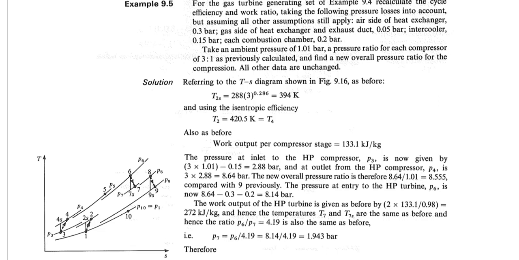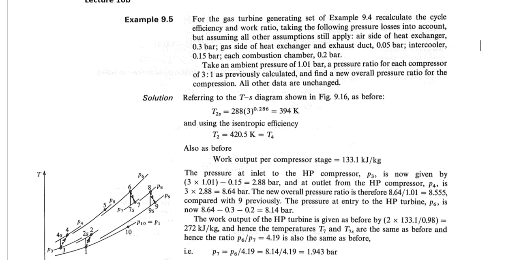So let's start solving the example now. Each of the combustion chambers, from 5 to 6, has a pressure loss of 0.2 bar, and the same over here. For the air side of a heat exchanger, the air side of a regenerator, we have a pressure loss of 0.03 bar.